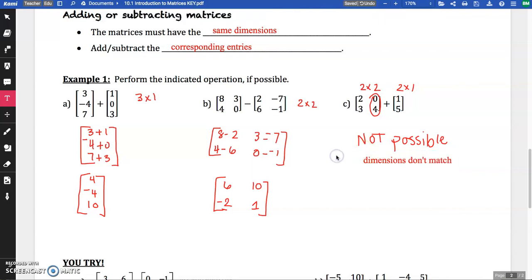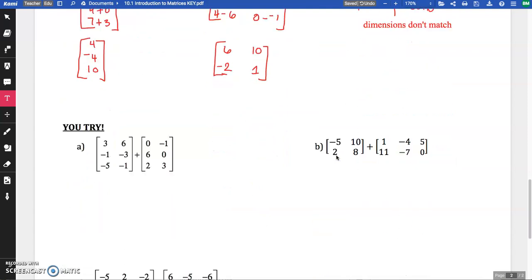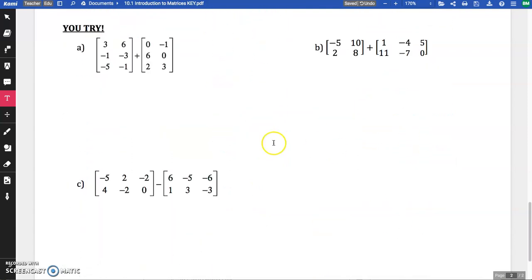Okay. So at the bottom here, you have 3 problems I want you to try on your own. And then I'll go through the explanation in a moment.